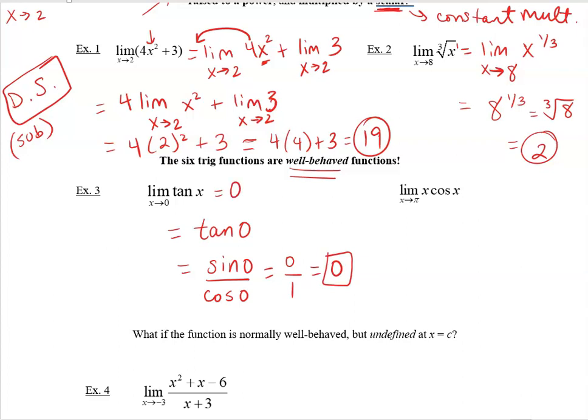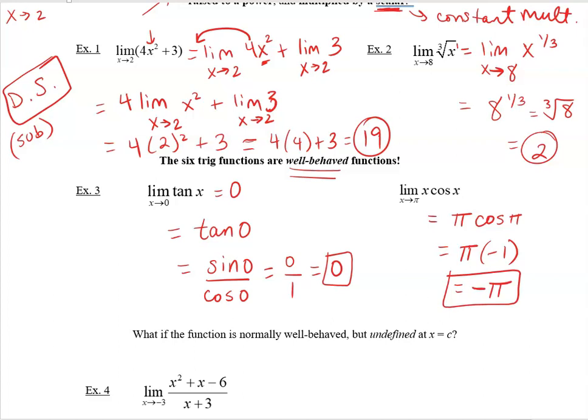Next, x times the cosine of x as x approaches pi. If we use direct substitution here, we get pi times the cosine of pi, which is pi times -1, and that gives me -pi. Again, this function is defined at pi, so we can use direct substitution.